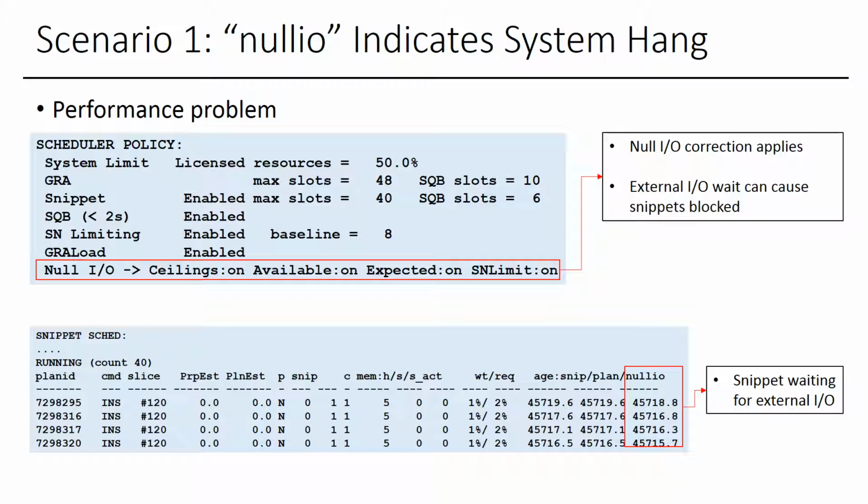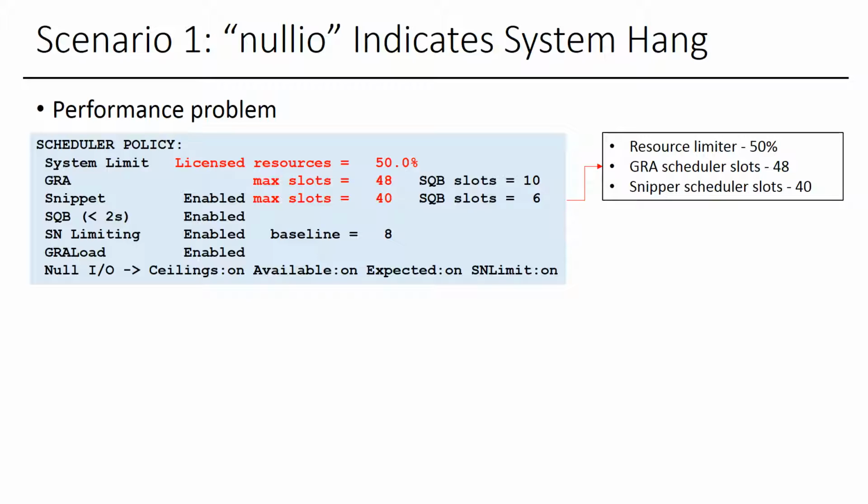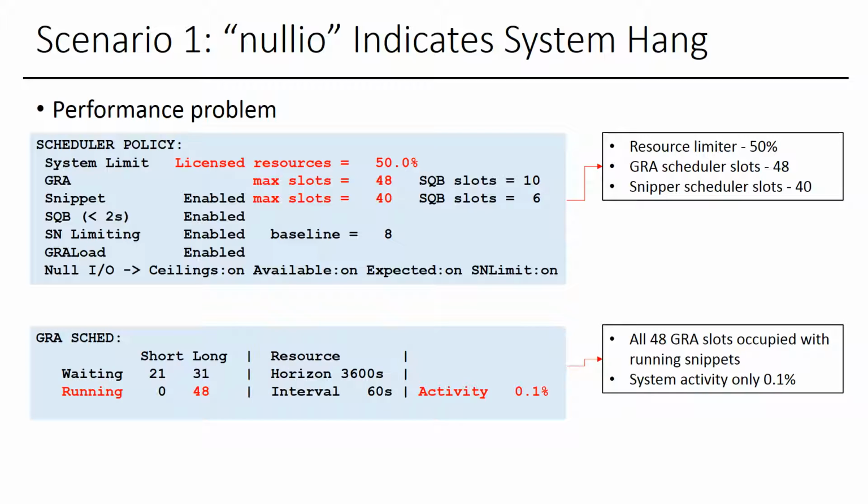waiting for external I/O. Here, GOD is set to 50% of its capacity. All of the other parameters are set to default values. In particular, the GRS scheduler is set to 48 maximum slots and the snippet scheduler is set to 40 maximum slots. Secondly, in the GRS sched section, you can see all 48 GRS slots are occupied with something running. Therefore, the GRS scheduler is not going to release any additional queries until some of those running jobs complete.